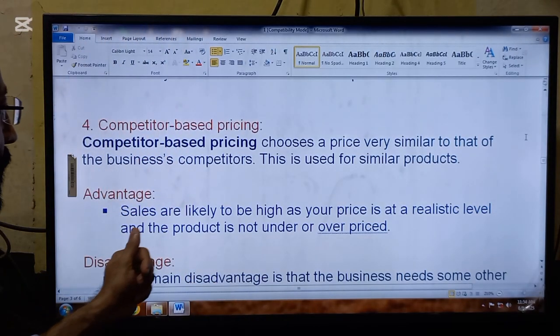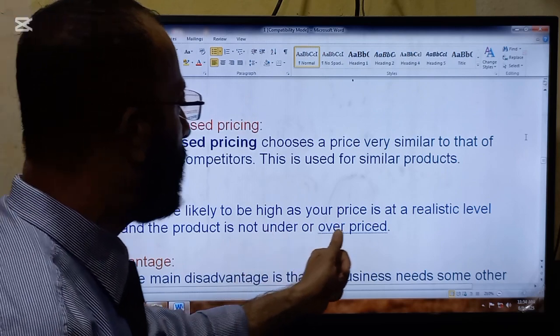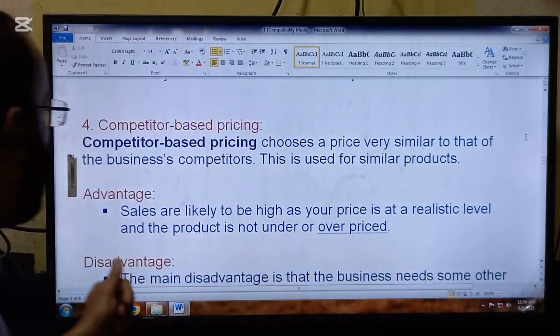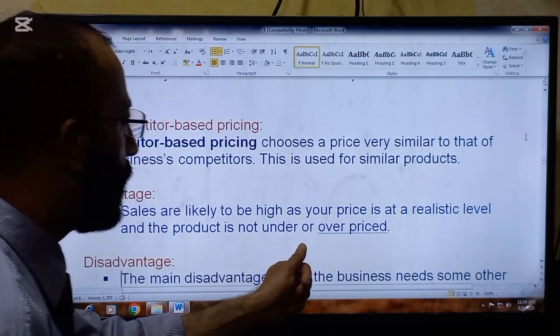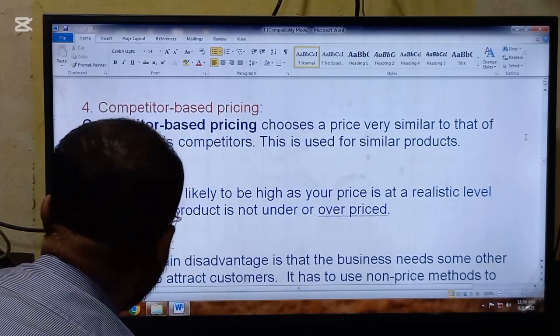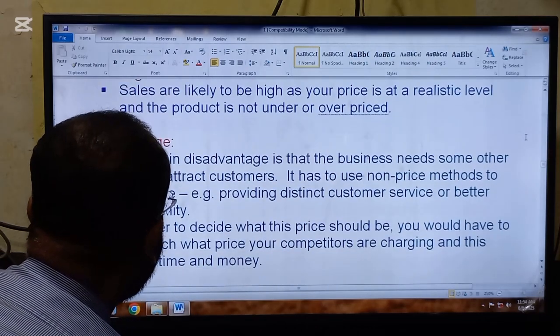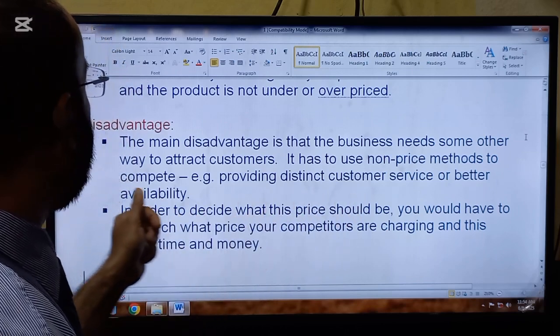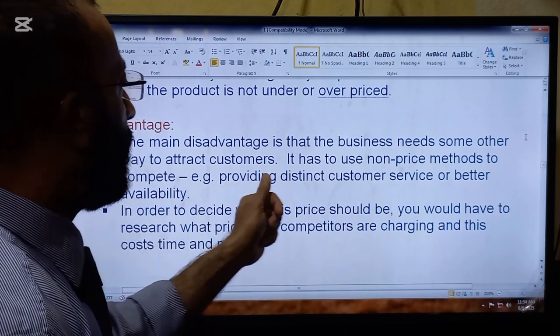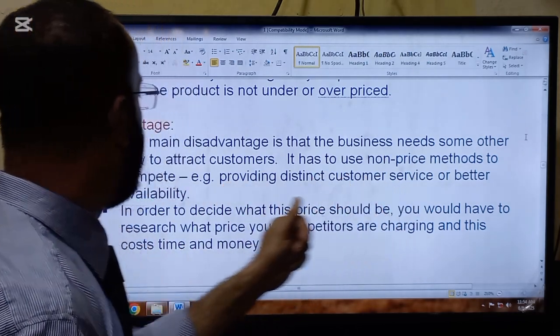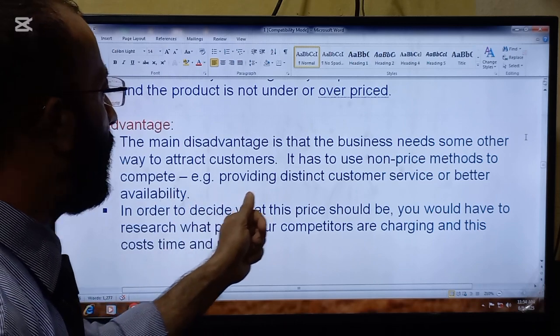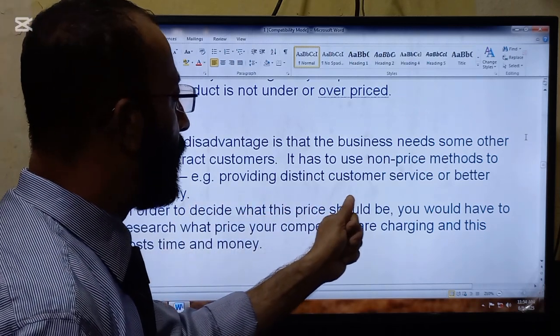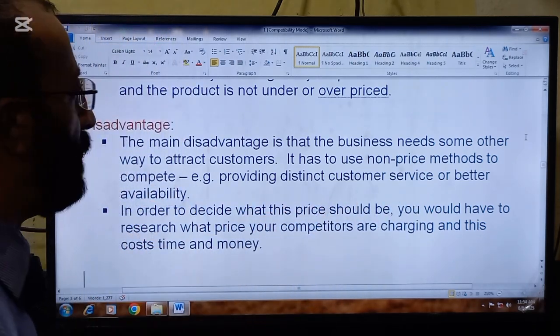The advantage is sales are likely to be high as your price is at a realistic level and the product is not under or overpriced. But the main disadvantage is that the business needs some other way to attract customers. It has to use non-price methods to compete, for example, providing distinct customer service or better availability.